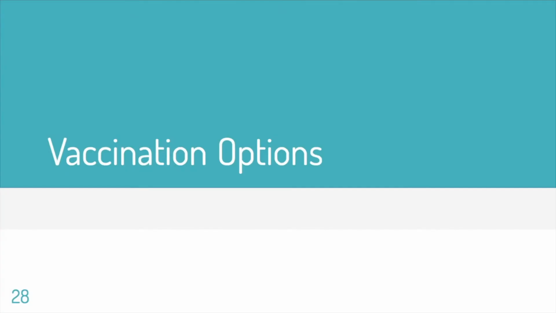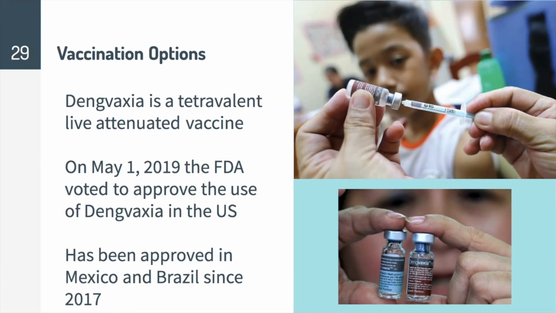Okay, so now we're going to talk a little bit about some vaccination options that we have for dengue fever. While there isn't a vaccination to prevent dengue fever, there is a vaccination to prevent secondary infections. This vaccine is called Dengvaxia. It's a tetravalent, because there are 4 serotypes, live attenuated vaccine. And fun fact, on May 1st, just a few weeks ago, 2019, the FDA voted to approve the use of Dengvaxia in the US.